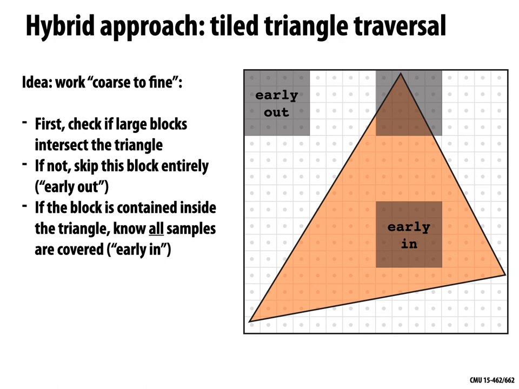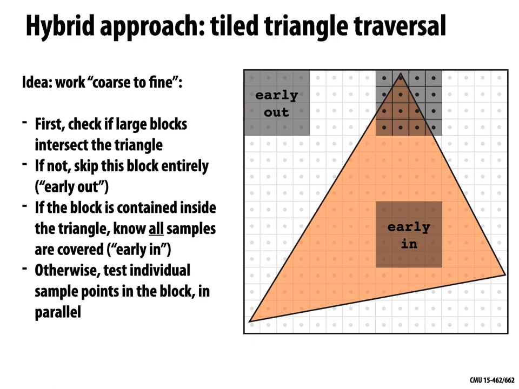Similarly, if I actually know that the block is contained entirely inside the triangle, then I can do an early in. I can say immediately that all of the pixels inside that triangle are turned on. Right? Otherwise, I'm in this middle case. I know that the box intersects the triangle, but it's neither completely outside or completely inside. I still have to go ahead and test those individual pixels. But I saved myself a lot of work. I'm only doing this fine-grained check kind of along the boundaries of this big triangle. And this is how real graphics hardware works. Again, it's super tuned to do these checks in parallel and with great efficiency.